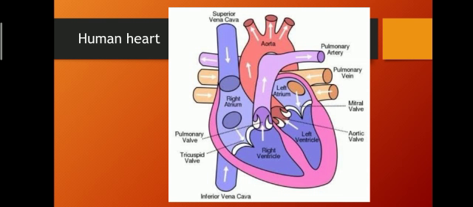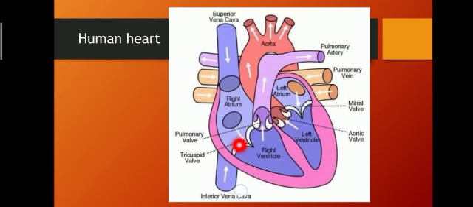Now let us study the structure of heart. First of all, the heart is divided into four chambers: right atrium, left atrium, right ventricle and left ventricle. Now, right atrium and right ventricle are separated by a septum. Also, left atrium and left ventricle are also separated by a septum. Then the right side of the heart is separated from the left side of the heart by a wall that is known as septum.